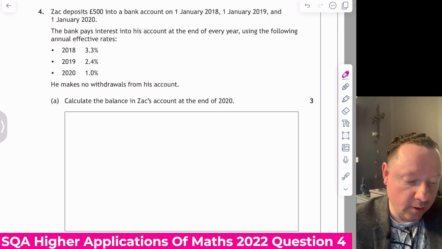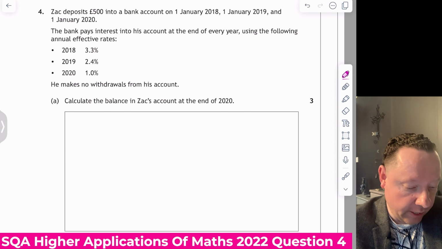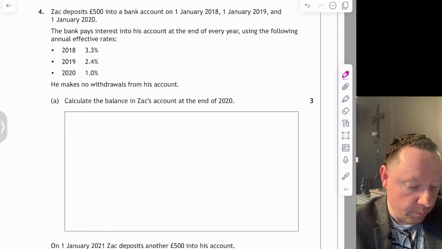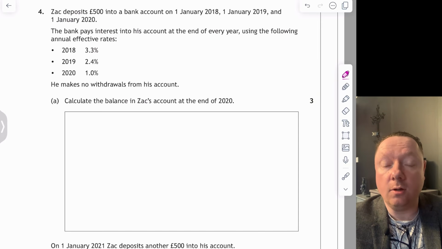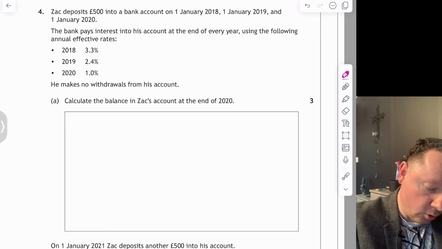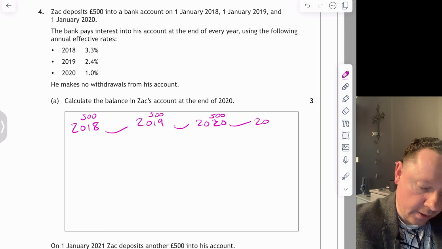Zach puts £500 in the bank on the 1st of January 2018, 19 and 20. The effective rates are 3.3, 2.4 and 1% per annum or year. And he makes no withdrawals. Find the balance at the end of 2020. 2 ways to do this. I'm going to do it by a timeline method. So we've got 2018, 500, 2019, 500, 2020, 500. And then we'll go to the end of the year, 2021, but nothing goes in.